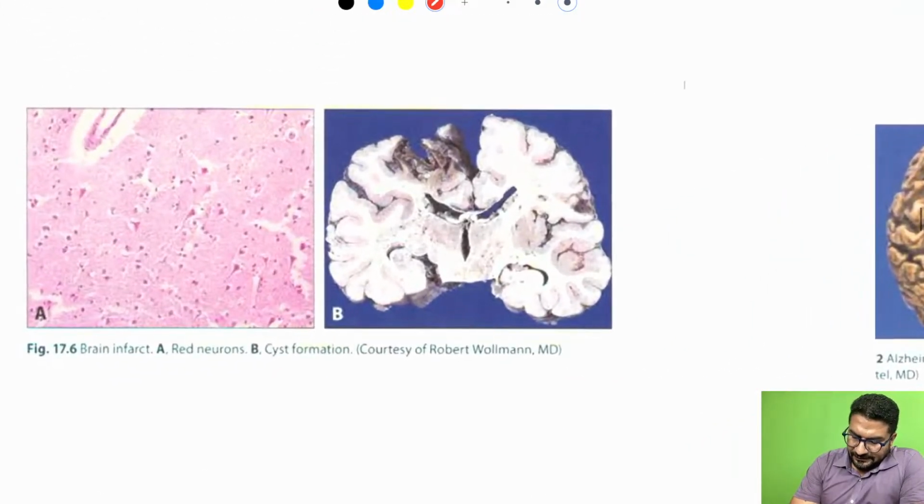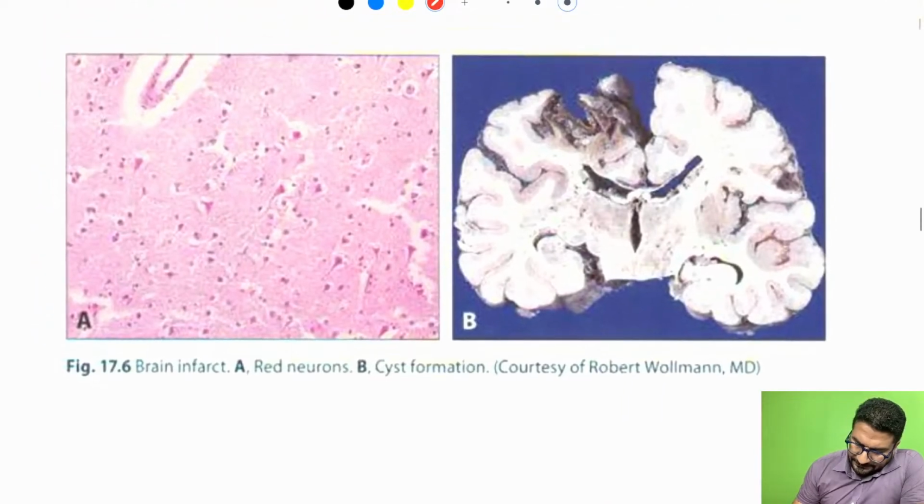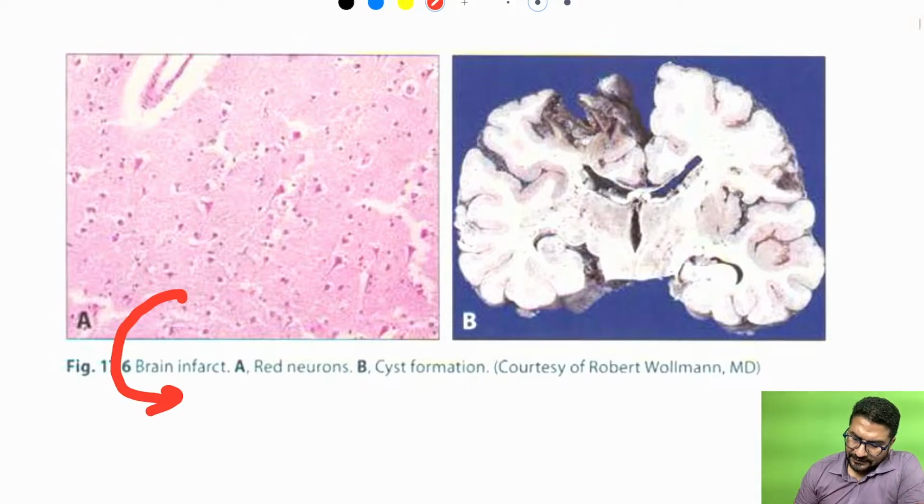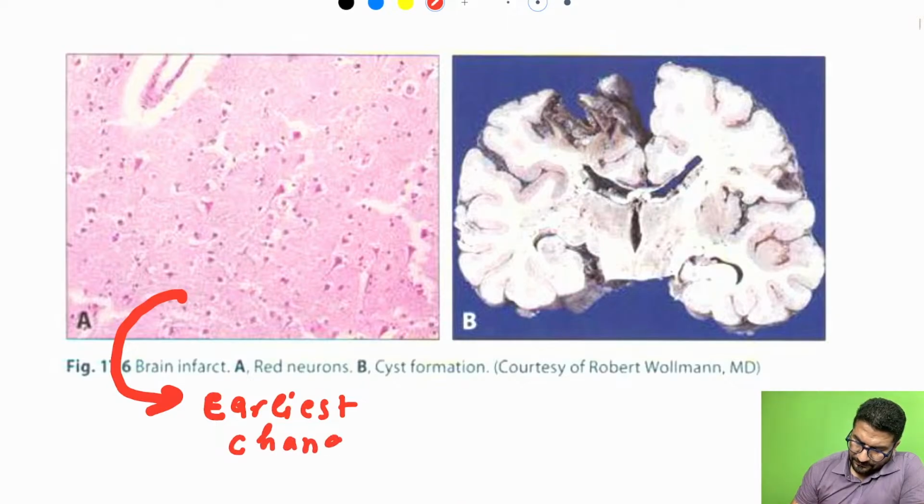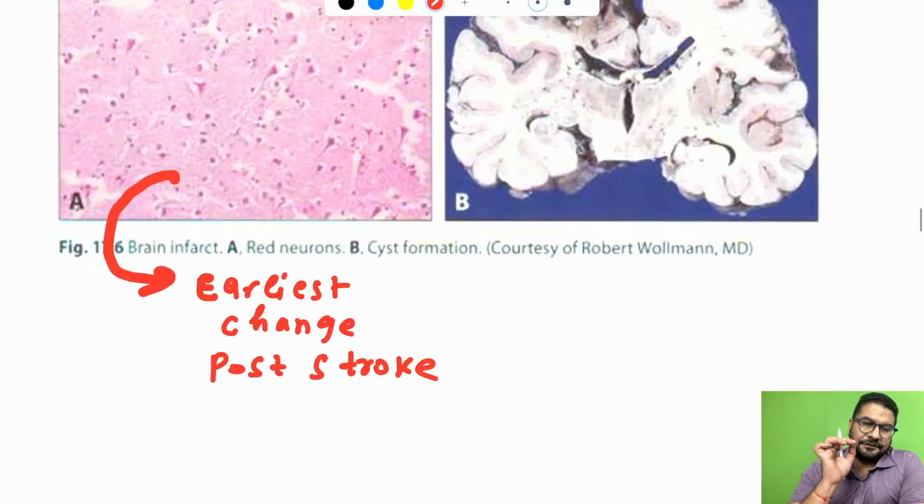Okay, now coming to red neurons, these are red color neurons. Just understand this thing, these red neurons are a classical feature. Where do we see red neurons? I can say this is one of the earliest changes after infarct, post brain stroke. What is the first change after a stroke in the brain? Red neurons. And ultimately, at last, you will notice there will be healing with gliosis.